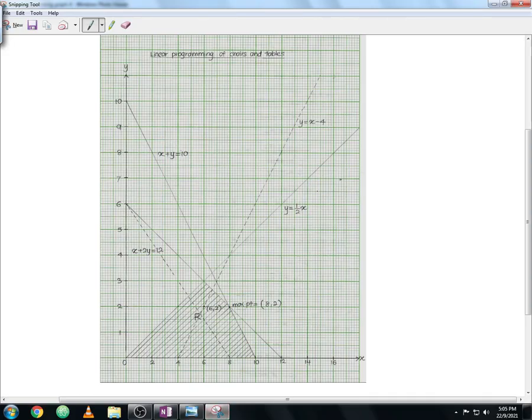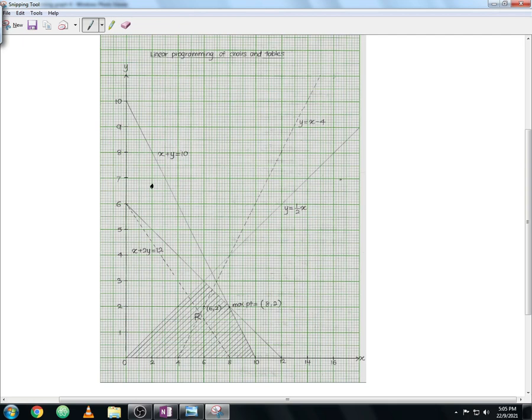Okay, so now I'm going to show you how I perform the shading of the region. Let us begin with x plus y equals 10. Since the first constraint is x plus y less than or equal to 10, you need to shade the below region. You need to mark all the possible region, guys, like I mentioned. So you need to mark here.